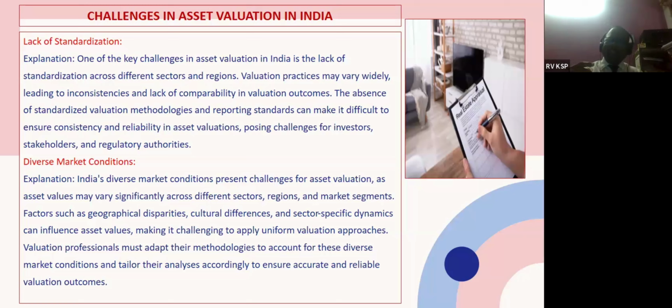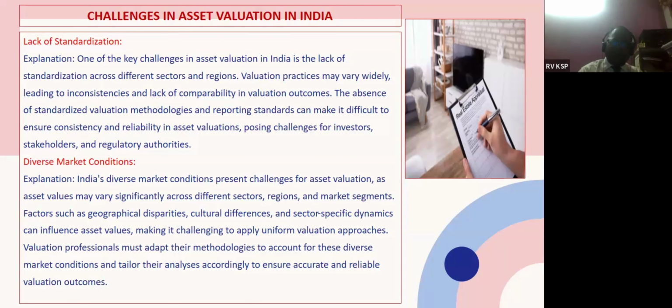The absence of standardized valuation methodology, now it is there, and reporting standards can make it difficult to ensure consistency and reliability in asset valuation, posing challenges for investors, stakeholders, and regulatory authorities.